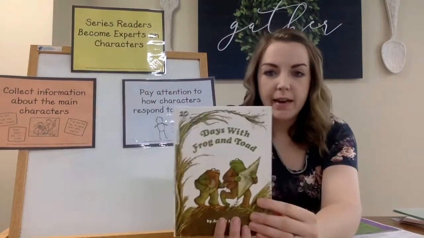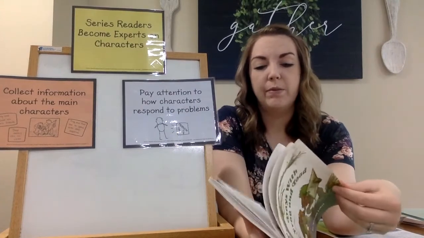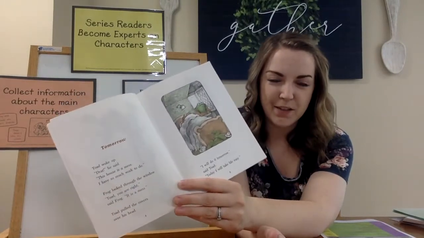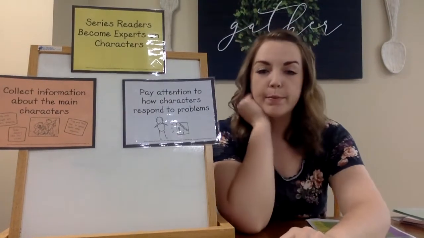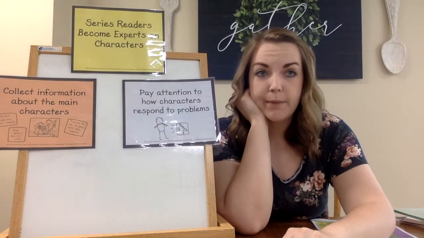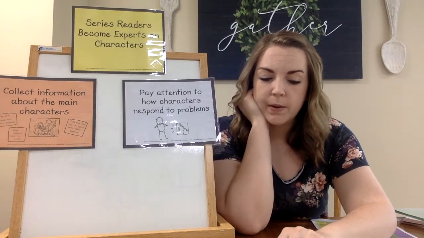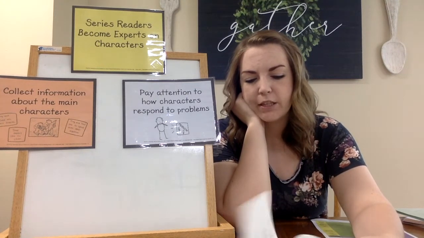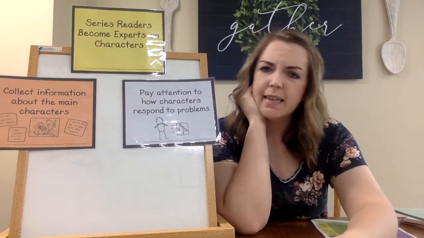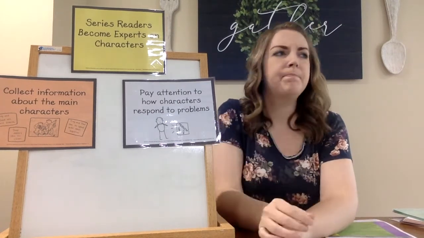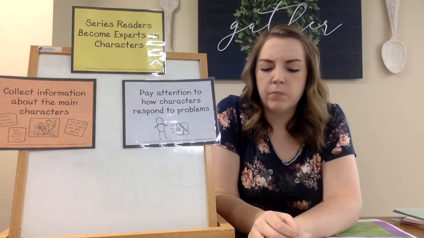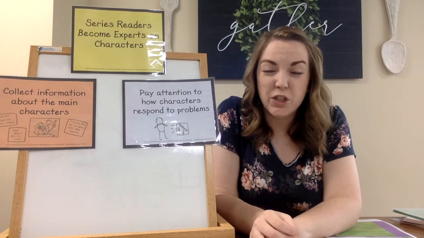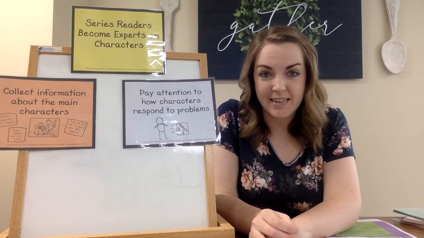So we read Days with Frog and Toad, and we read the first chapter called Tomorrow. Let's talk about this chapter a little bit. What do you think the problem was in this chapter? The big thing that went wrong? Was it that Toad was sleepy? What was the problem? I think the problem was that there were so many chores that needed to be done.